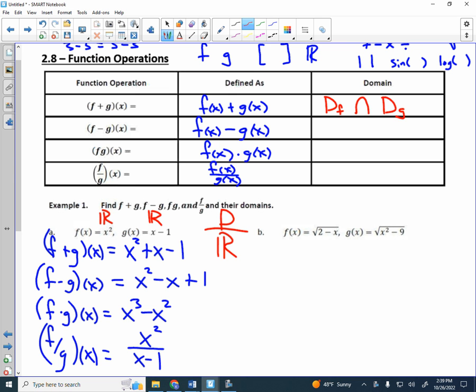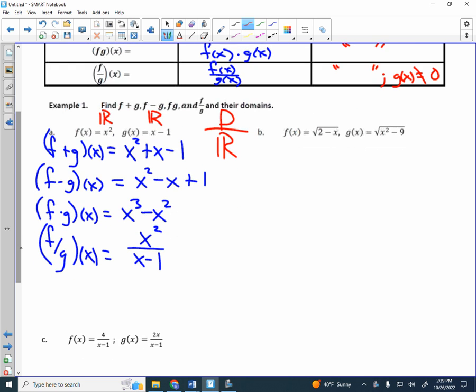Now that's what it is for addition. But for subtraction, it happens to be exactly the same. And for multiplication, it happens to be exactly the same. And for division, it happens to be exactly the same. Except g of x cannot be what? 0, because you can't divide by 0. So that's the only thing that we have to change.